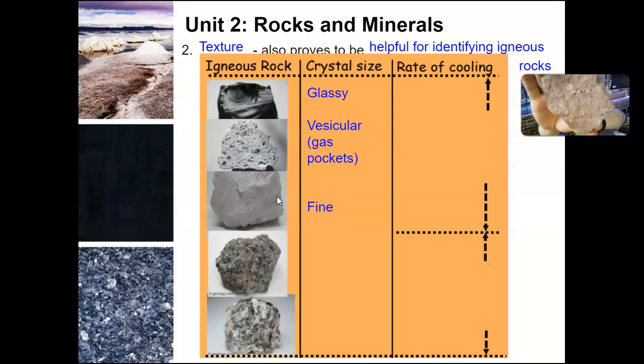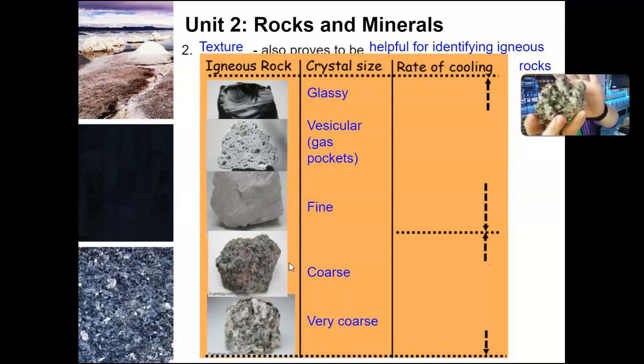It is pink with little flecks in it. That is fine. Very, very small crystal things. And then we're going to start to get bigger crystals. So you're going to have something like this, which is considered coarse because the crystal sizes are a little bit bigger. And then you're going to get very coarse, which would be this one right here. And this tells you how fast they cool. So if it's glassy, it cools like that.